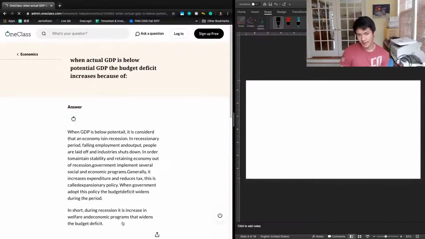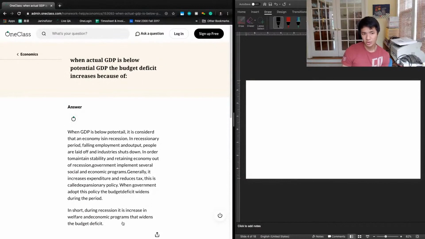Next question says, when actual GDP is below potential GDP, the budget deficit increases because of what? Budget deficit, again, is the difference between the total tax revenue that the government collects versus the total expenditure that the government makes. If you make more expenditures than you collected in tax revenue, you're going to have a deficit.